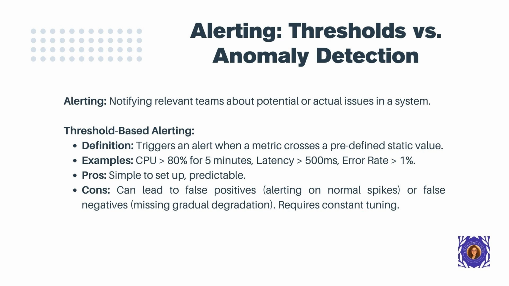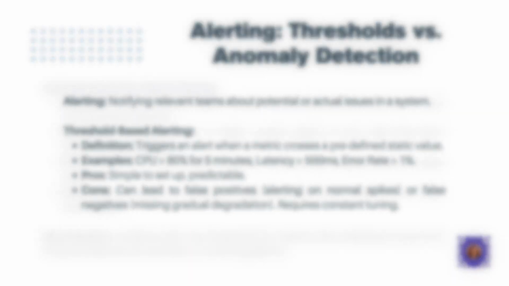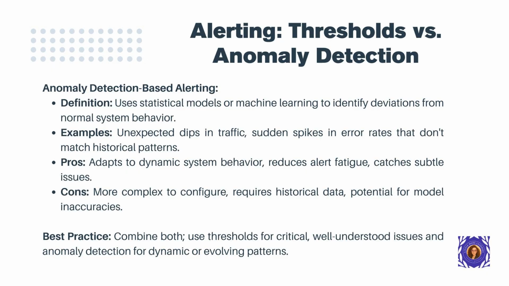Systems are dynamic. What's normal for your system during peak hours might be very different from what's normal at 3 a.m. A 50% increase in traffic might be catastrophic at midnight, or it might be completely normal during a product launch. This is where anomaly detection becomes powerful.